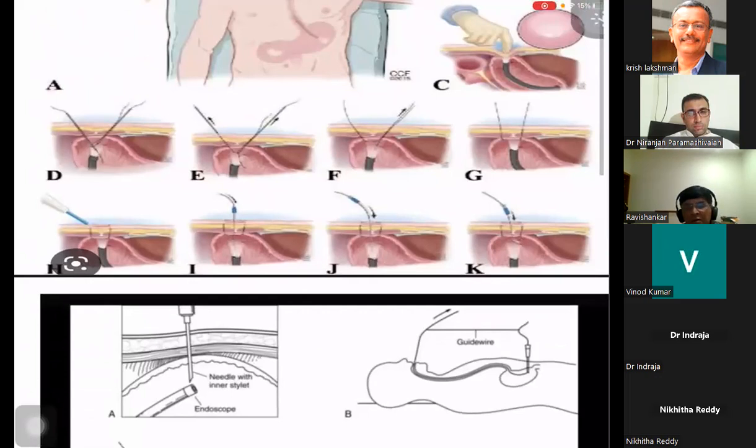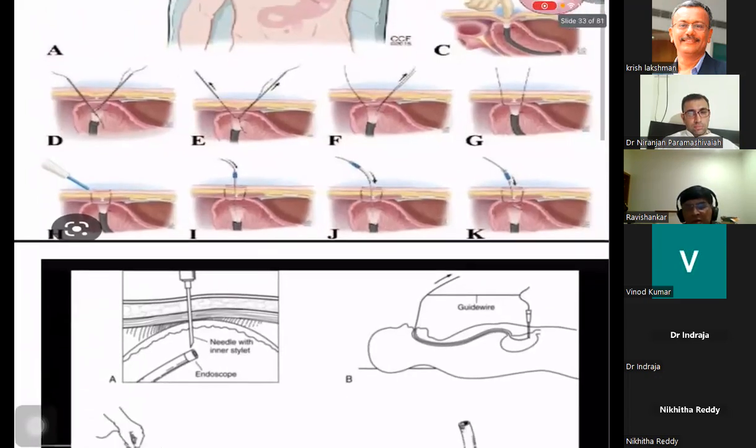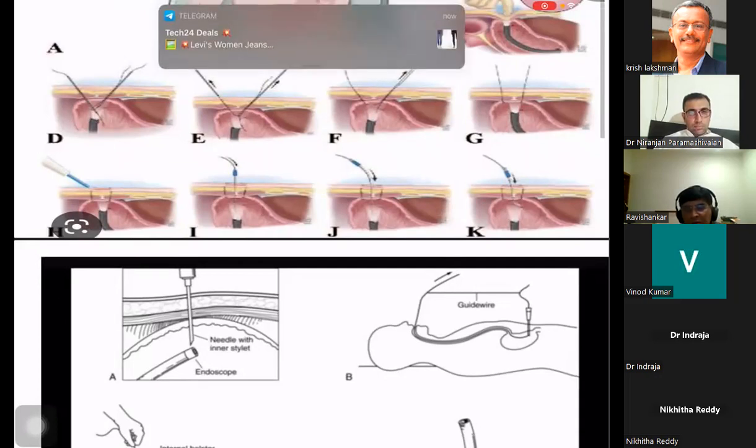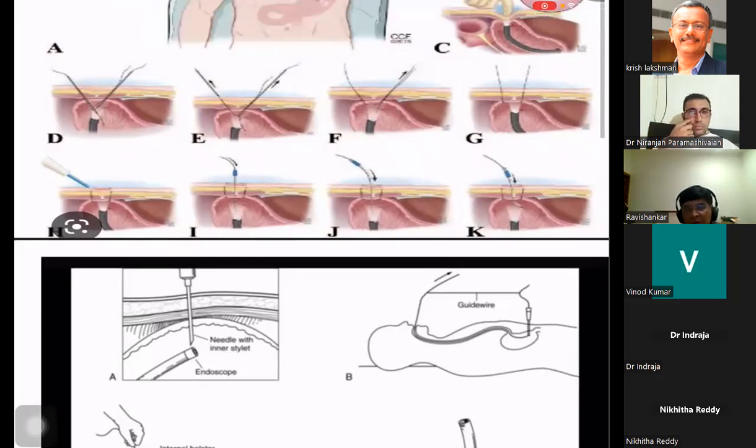Through this guide wire we introduce the G tube, which will be pulled through the anterior abdominal wall, which is called the pull through technique. If the tube is pushed through the abdomen, this is called push through, and if it is done with the help of an introducer, then it is called the introducer technique.